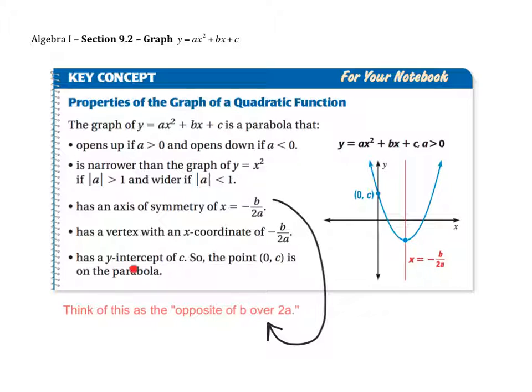Your graph has a y-intercept of the c value. So whatever this value is out here will tell you where your graph hits the y-axis, because if I were to plug 0 in for x here and here, these terms would drop out. And remember, any point along the y-axis has an x value of 0. So if I take that 0 and plug it in for my x's, these terms would cancel out, leaving me with just that c value. So again, the c value is where your graph will hit the y-axis.